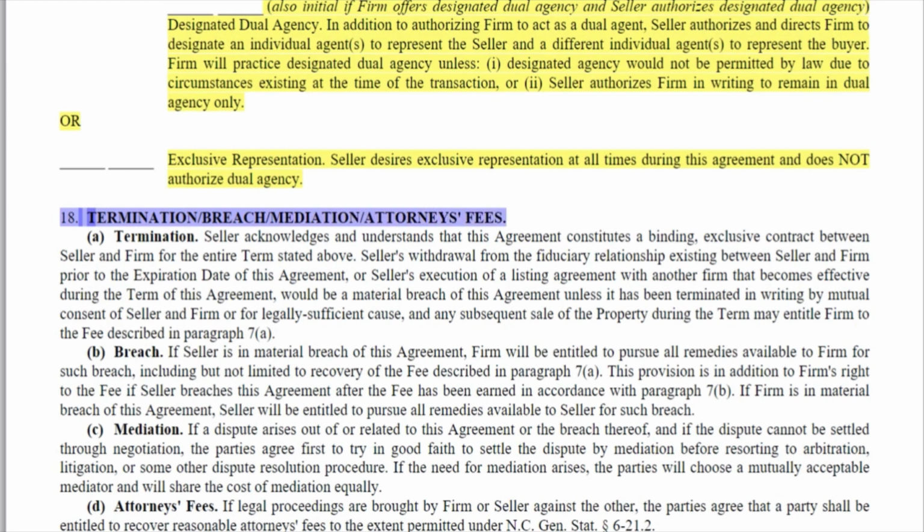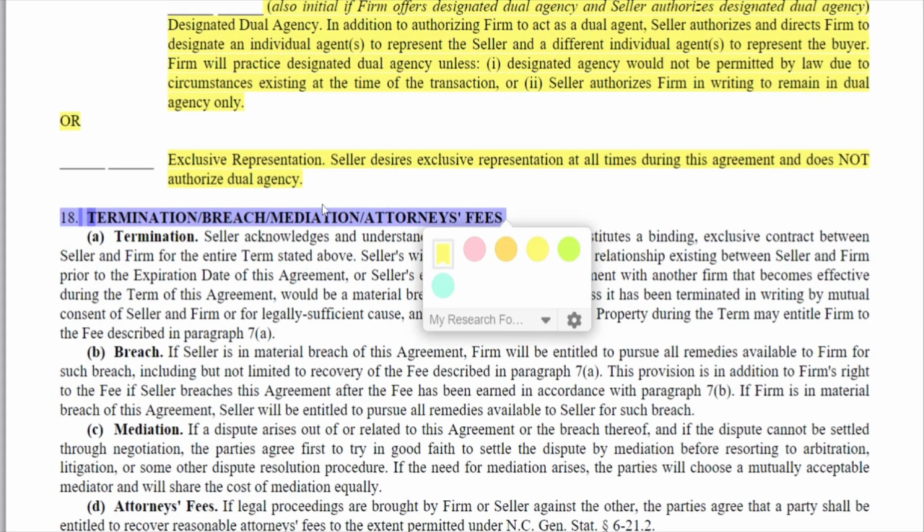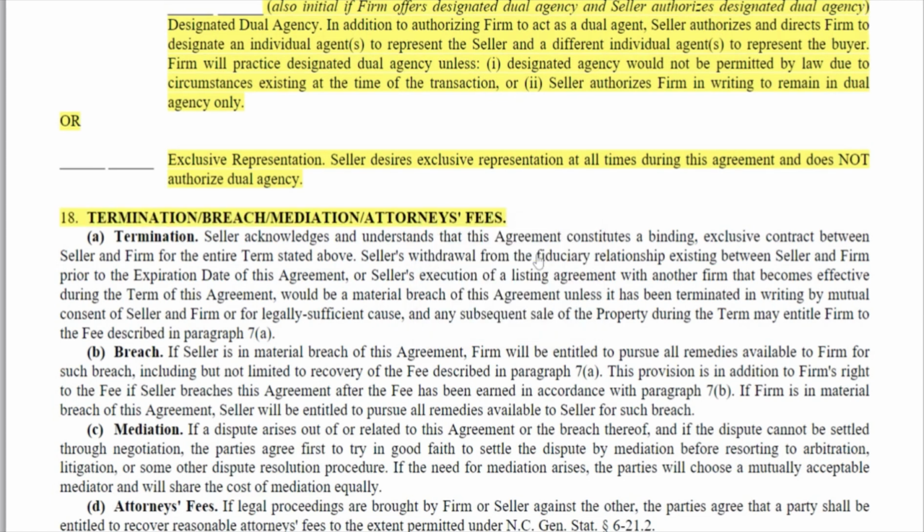Termination, breach, mediation, attorney fees. So, a termination. Seller acknowledges and understands that this agreement constitutes a binding, exclusive contract between the seller and the firm for the entire term stated above. Seller withdrawing from the fiduciary relationship existing between the seller and the firm prior to the expiration date of this agreement, or the seller's execution of a listing agreement with another firm that becomes effective during the term of the agreement, would be a material breach.